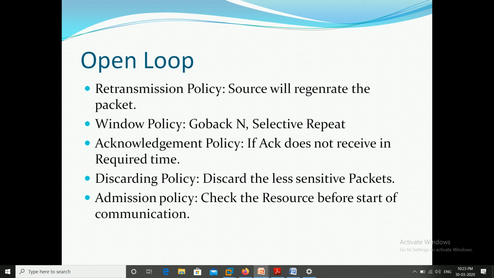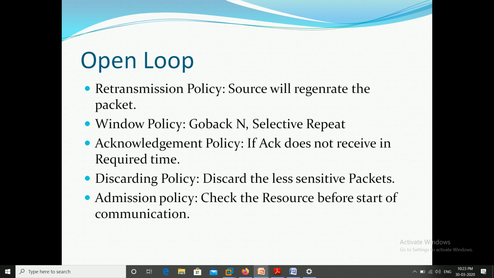Obviously that does not impact the performance of the data. We are able to understand the data without 3, 4, 5 frames. So in that case, the policy that will work, we can call it discarding policy. Discarding policy means it's going to discard the less sensitive packets if there is congestion. I think you are able to understand.